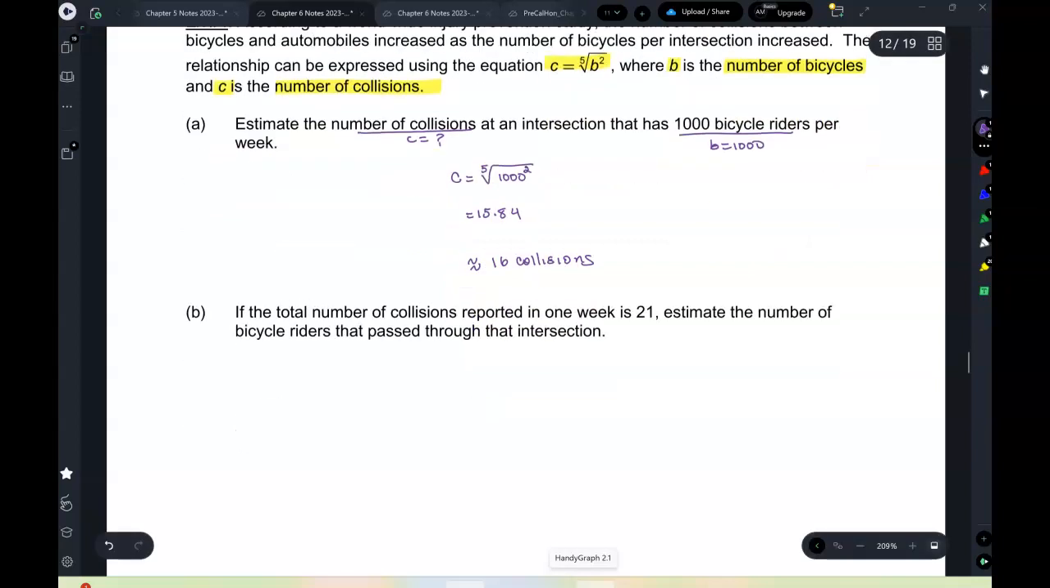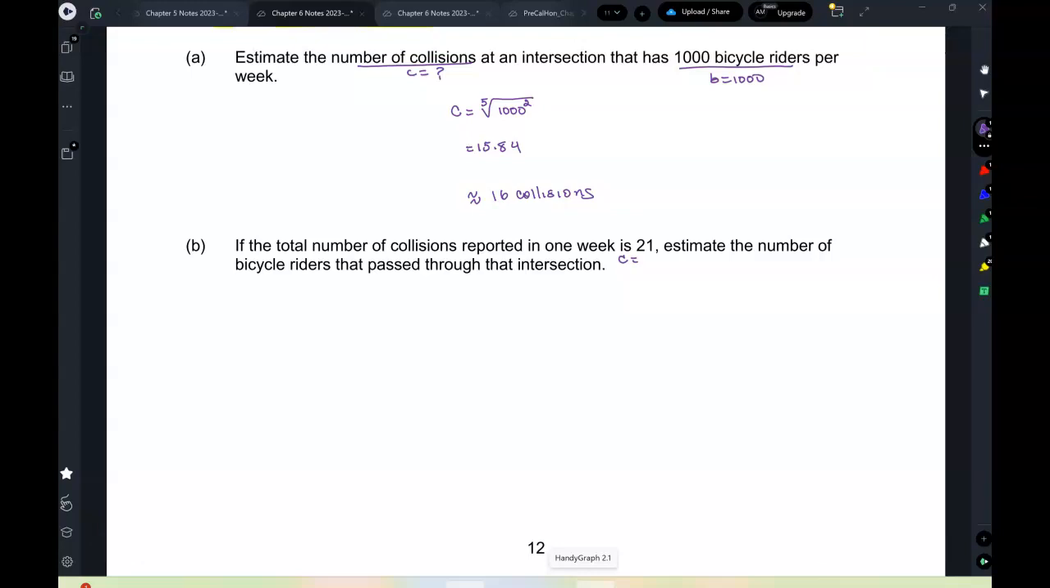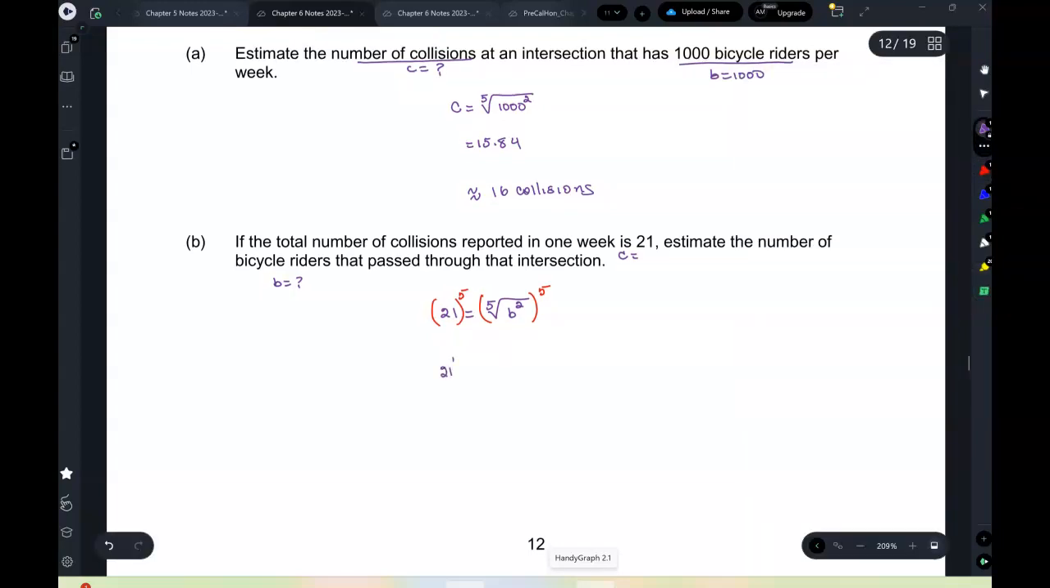Okay, next. If the total number of collisions reported in a week is 21, so now C is 21, estimate the number of bicycle riders that passed through the intersection. Okay, so now 21 is equal to the fifth root of B squared. And so here, what are we going to do? Raise both to the power of what? 5, because the index is 5. So we raise it to the same power as the index. So now I have 21 to the power of 5 equal to B squared.